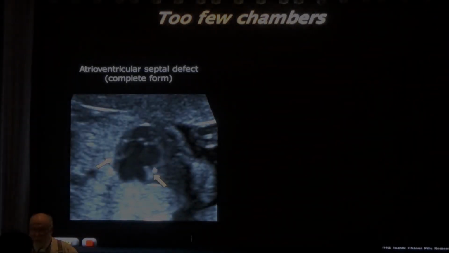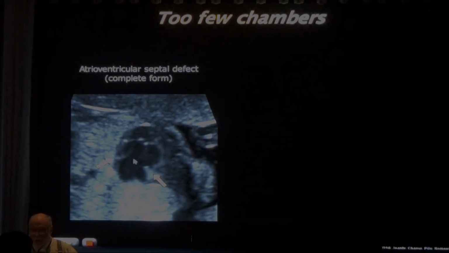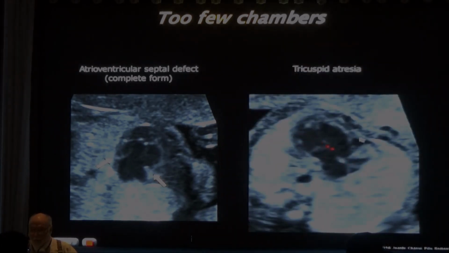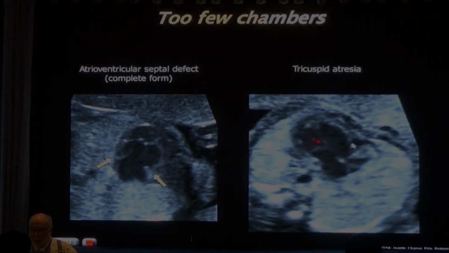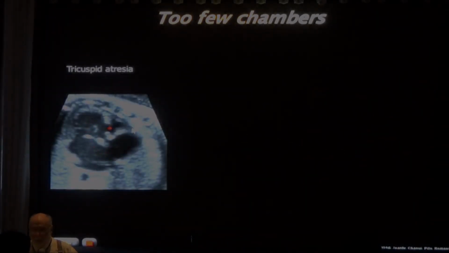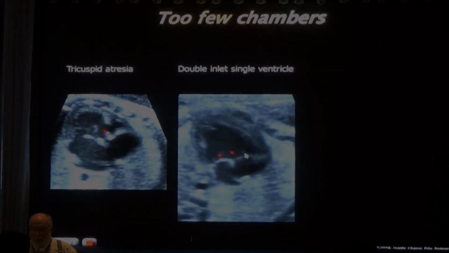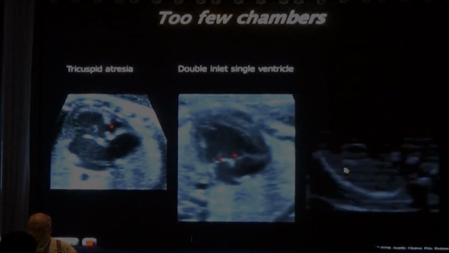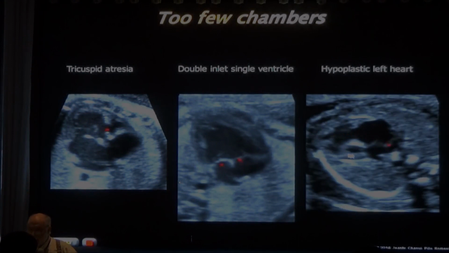So here we have another few chambers. We have just one single chamber in a complete form of atrial septal defect. Here we have another tricuspid atresia with a hypoplastic right ventricle and a ventricular septal defect. Here we have a tricuspid atresia with ventricular septal defect, a double inlet single ventricle, and sorry for that. And here we have a left ventricle that does not look normal. First, it's not long enough. Second, it's more round than normal. Third, it has this big white line around it, which is called endocardial fibroelastosis.